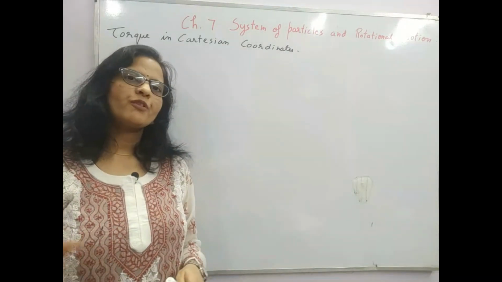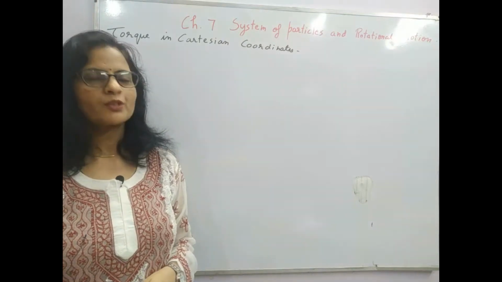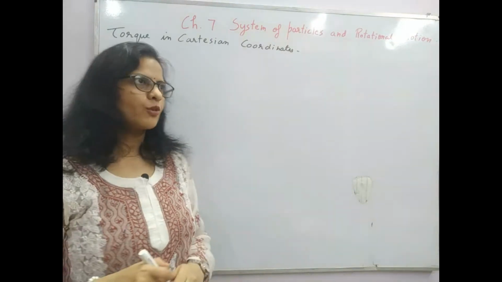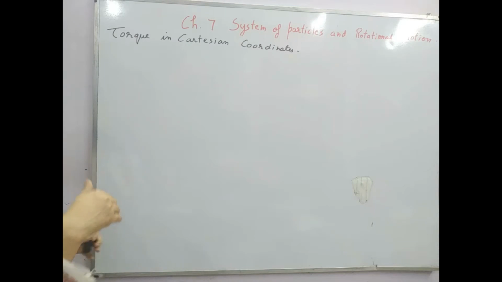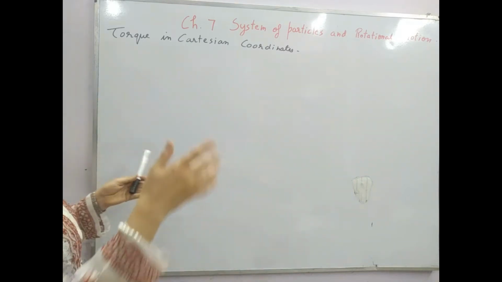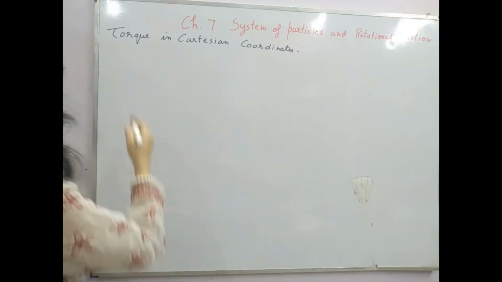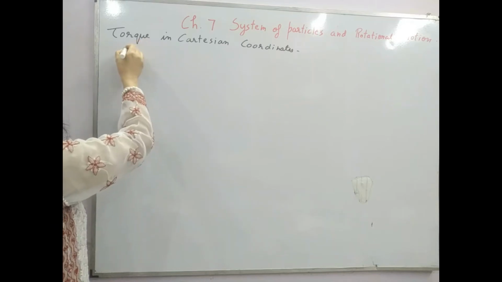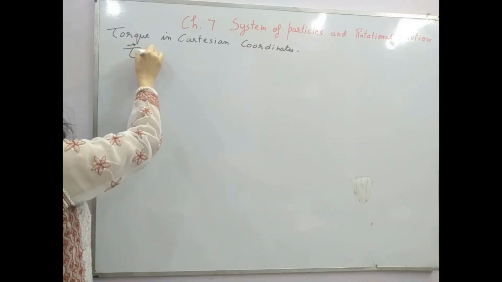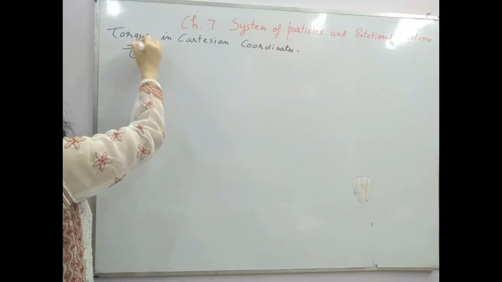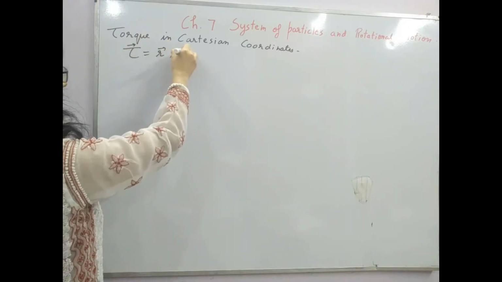Hello everyone. Today we will discuss different formulas of torque. So first one is torque in Cartesian coordinates. Cartesian means when we write it in the form of i, j, k coordinates, right? So if we have this basic formula, that is r cross F, right?